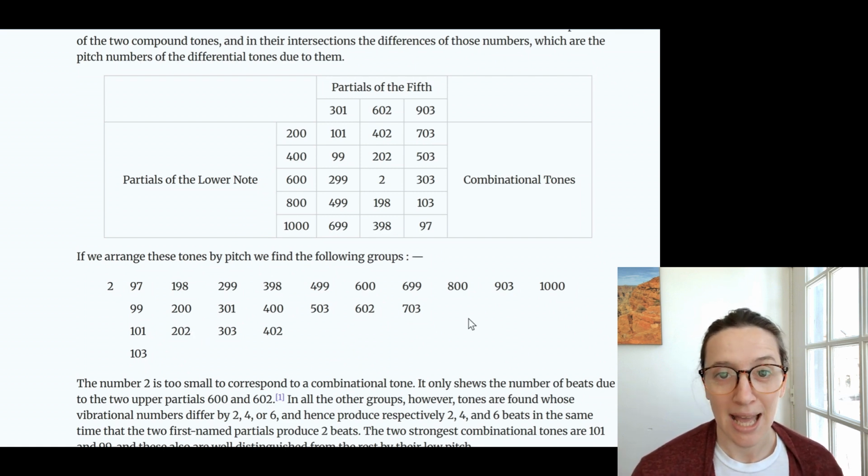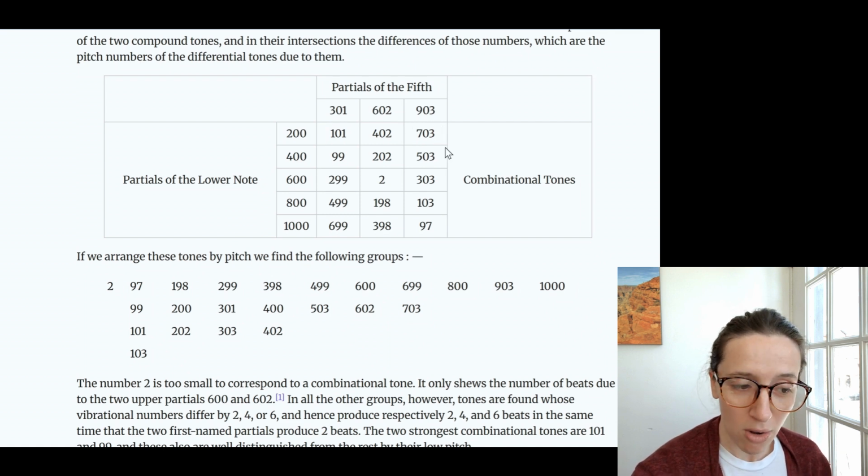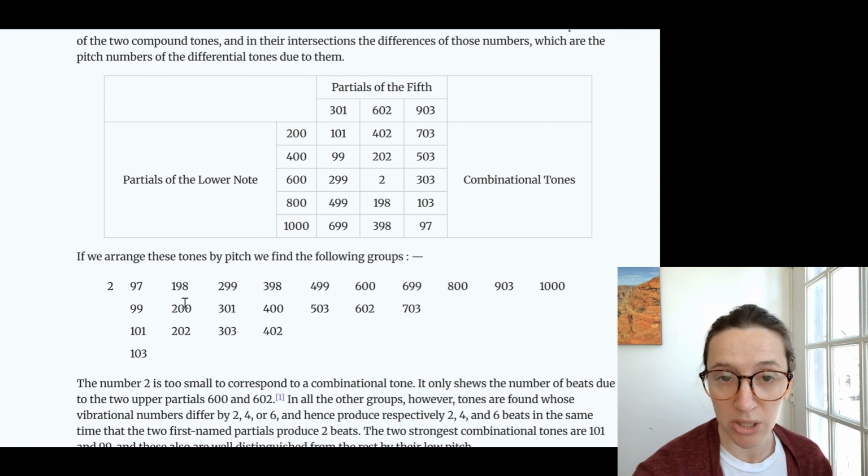Now imagine that this interval is correctly tuned. So instead of 301 up here, we have 300, 600, and 900. All of these would be 100, and all of these would be 200, 300, 400, etc. And there would be no beating of the combinational tones.